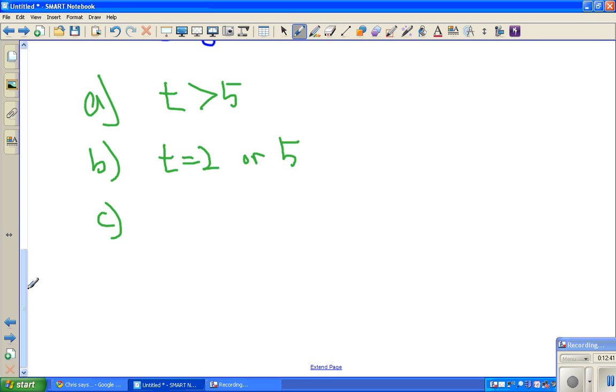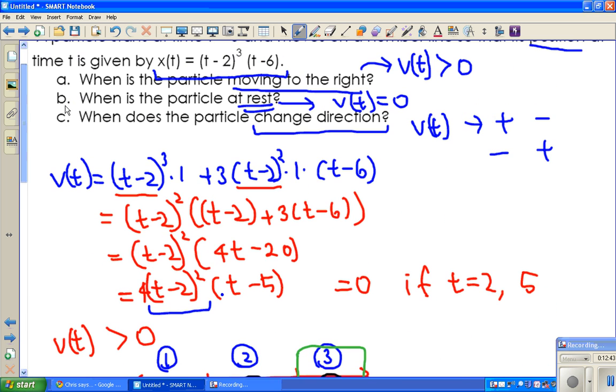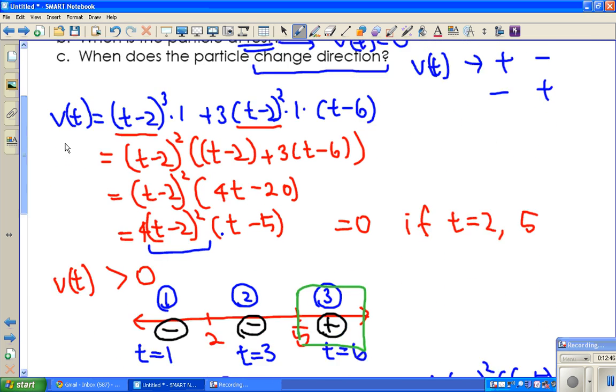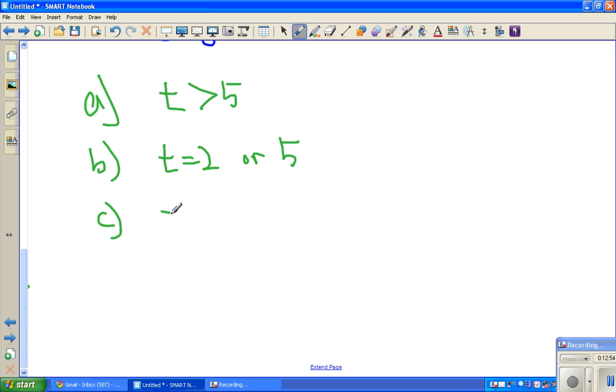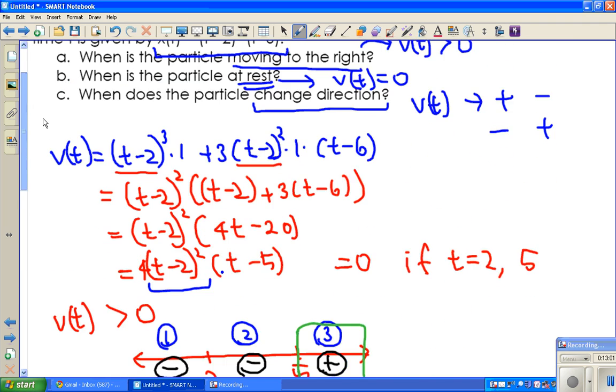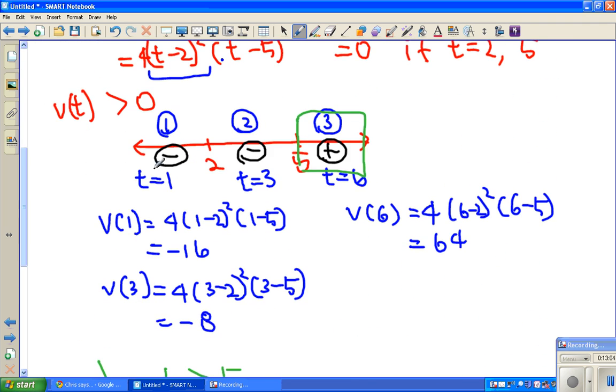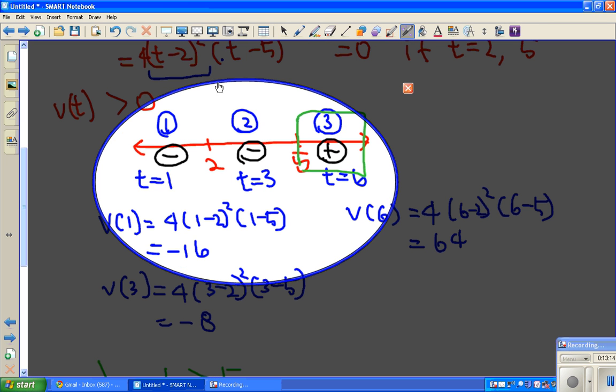Now, let us try to answer C here. When does the particle change its direction? You will realize that the particle changes direction when t equals 5. So, when t equals 5. There it goes, guys. We answered all 3 questions, in fact, with this number line. So maybe I should highlight that. That's very important, people. Let's remember.